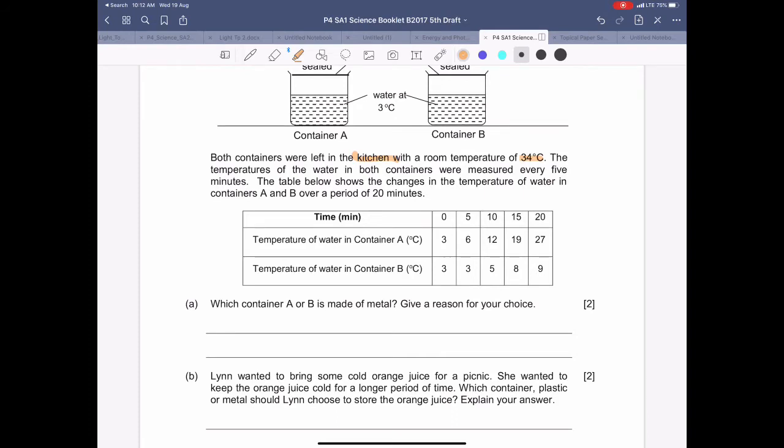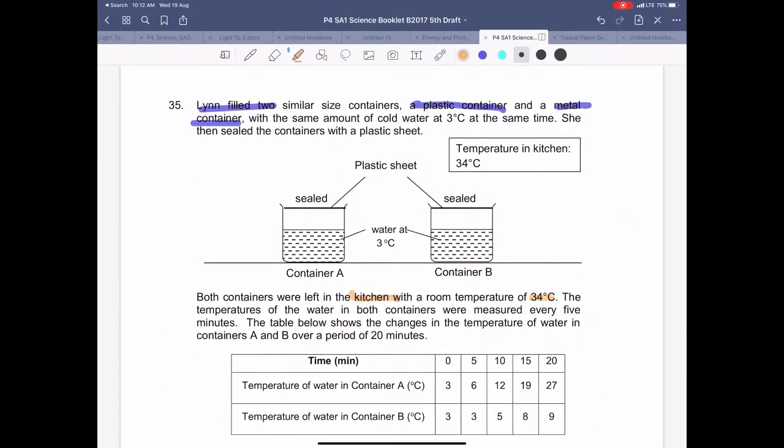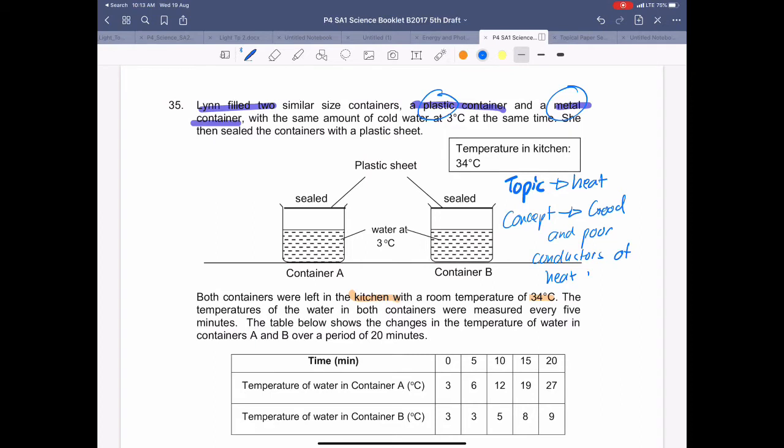Okay? So the first thing first, you must always recognize what topic they are testing you on. So you see words like degrees Celsius. Straight away you will know that the topic is actually on heat. Now what is the concept then? The keywords will include plastic and metal, made of different materials. So the concept that they are testing you on would be good and poor conductors of heat.